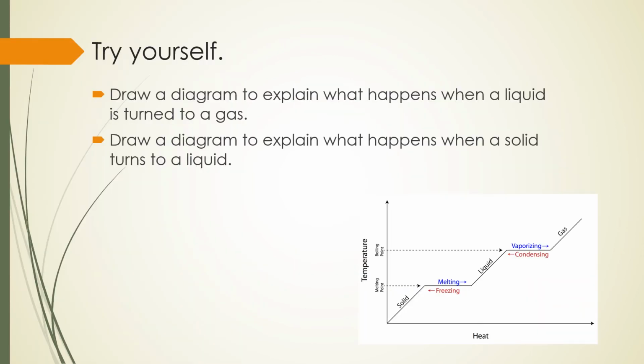Try these questions. The first is draw a diagram to explain what happens when a liquid is turned to a gas. For an example, you can explain this using a graph as shown here, where the y-axis is the temperature and the x-axis can be time or heat. The second question is to draw a diagram to explain what happens when a solid turns to a liquid. For both these questions, you can consider one substance like water and draw the diagram with respect to the temperature.